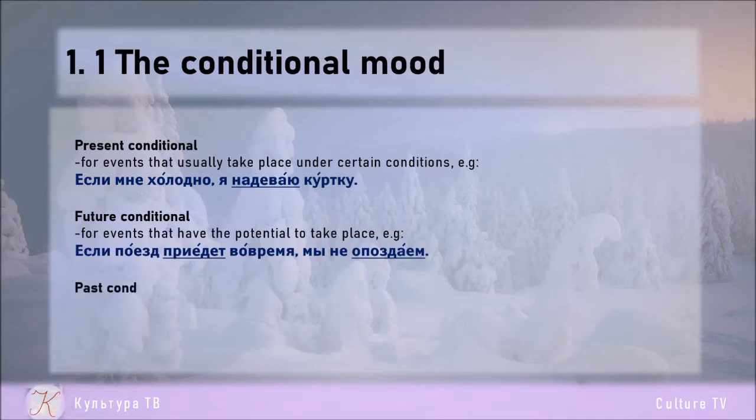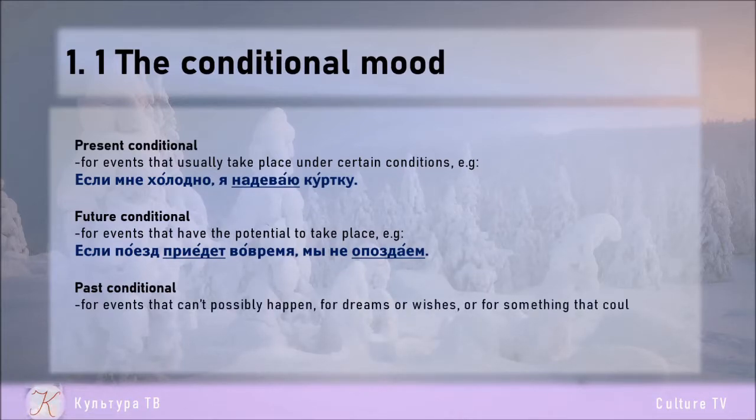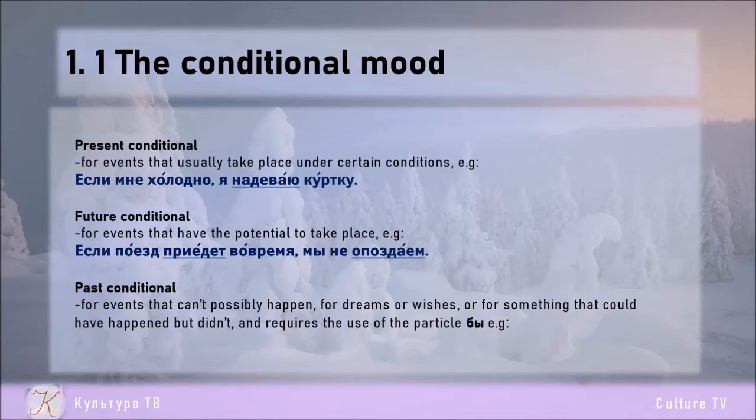And lastly, we have the past conditional, which is what is sometimes referred to as the unrealistic conditional mood. And there are several uses for this. First of all, it is for events that can't possibly happen, that are impossible, maybe for dreams or wishes, or it's used for something that could have happened, hence the name past conditional, but didn't. And for sentences that use the past conditional, we need to include the particle бы, okay?